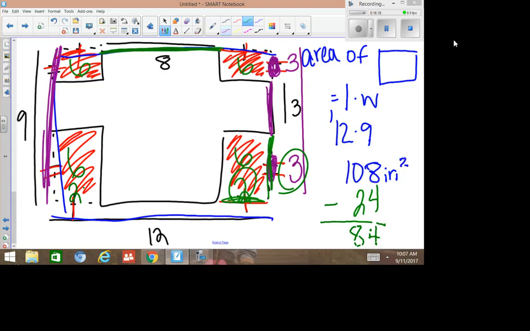So 108 minus 24 is 84 inches squared because I took away the boxes. That's your total. Well, there you have it. So, focus. These aren't bad. If you just write the answer down on your homework, it's wrong.